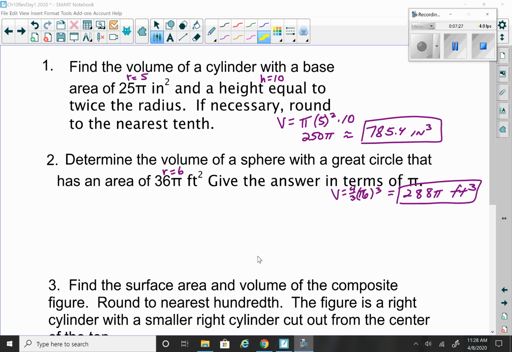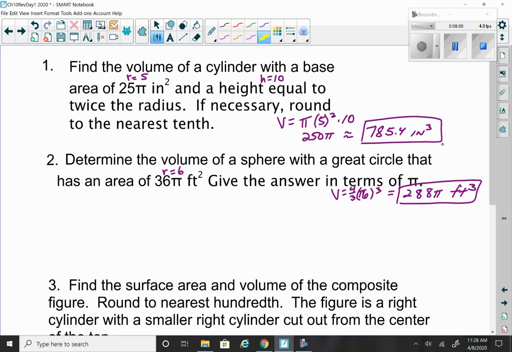Okay, so in number 1, it said find the volume of a cylinder with a base area of 25 pi. So again, the area of the base of a cylinder is a circle. The circle is pi r squared, so we know the radius is 5 because 5 squared is 25. The height is twice the radius, so 2 times 5 is 10. My height is 10. So using that height and radius, I came up with a volume of, in terms of pi, 250 pi, but then it also did say to the nearest tenth, so that would be 785.4 inches cubed.